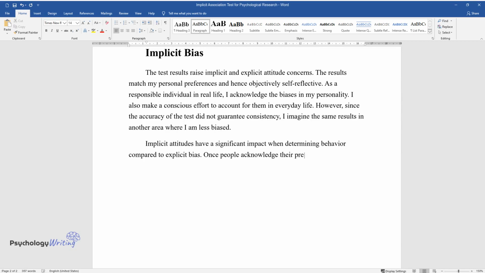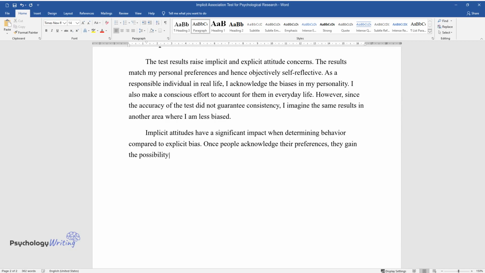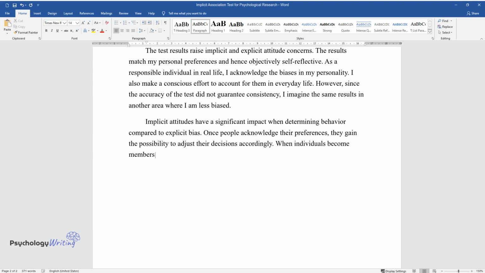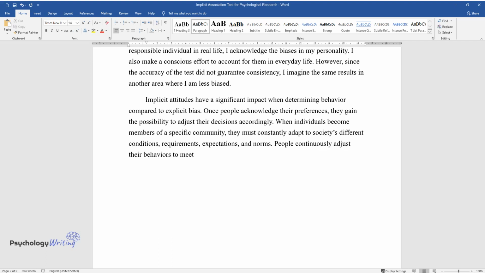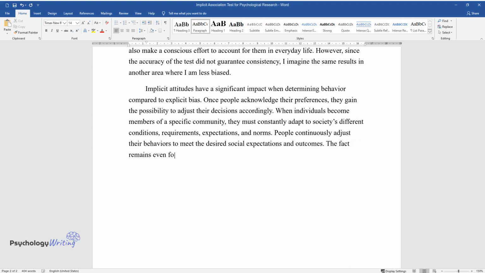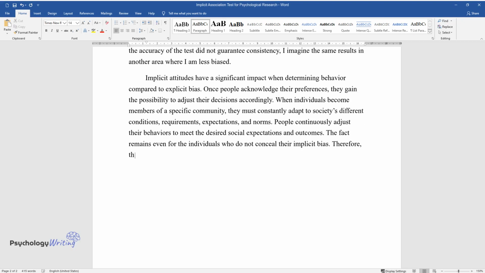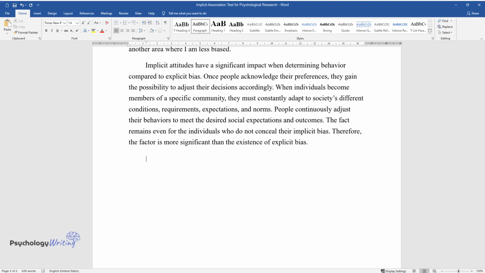Once people acknowledge their preferences, they gain the possibility to adjust their decisions accordingly. When individuals become members of a specific community, they must constantly adapt to society's different conditions, requirements, expectations, and norms. People continuously adjust their behaviors to meet the desired social expectations and outcomes. The fact remains even for individuals who do not conceal their implicit bias. Therefore, the factor is more significant than the existence of explicit bias.